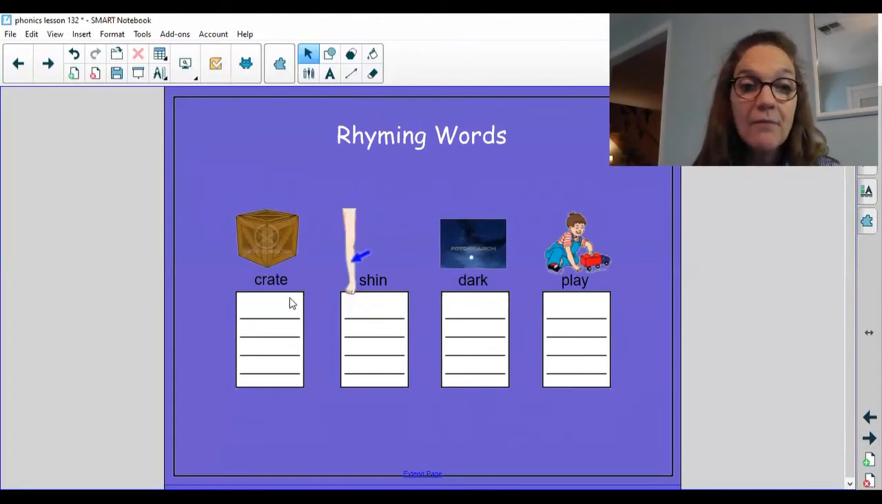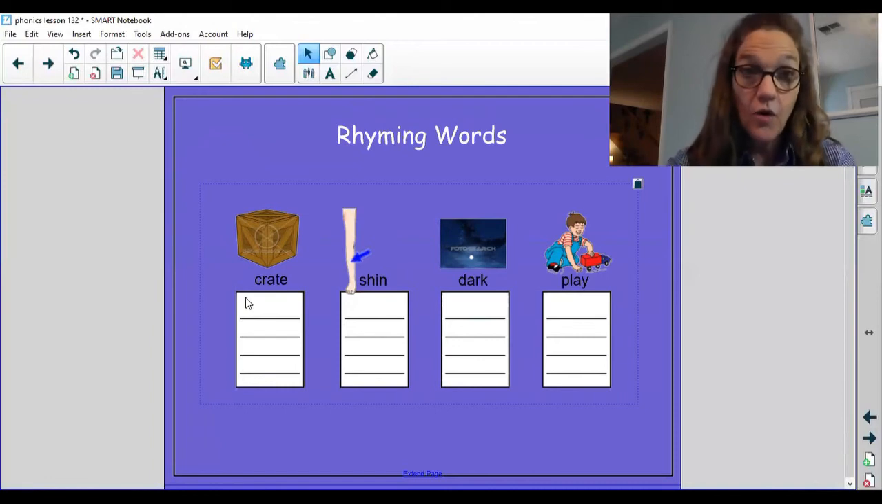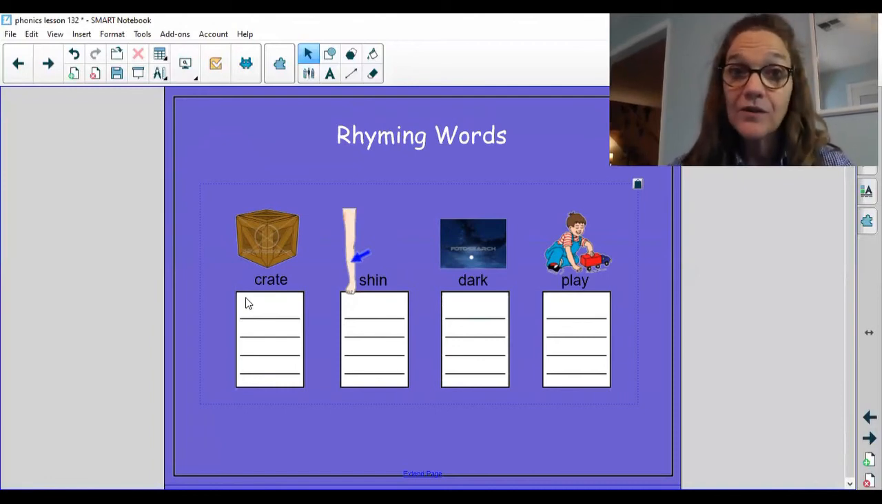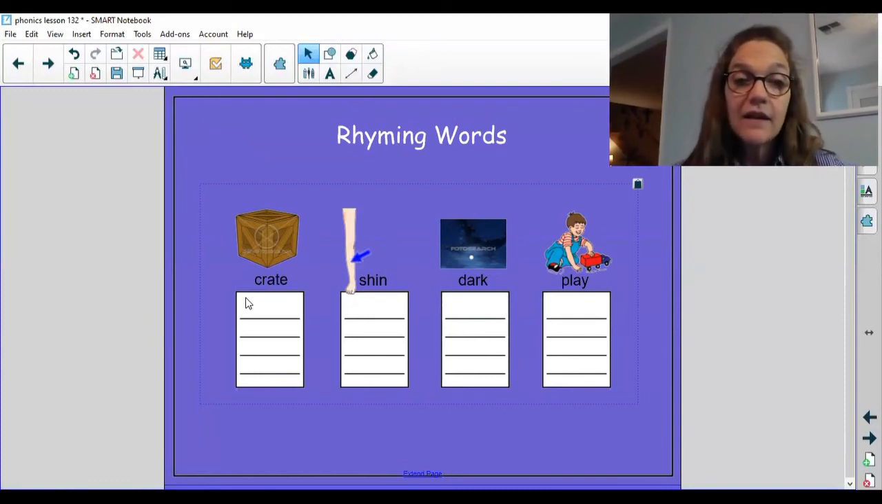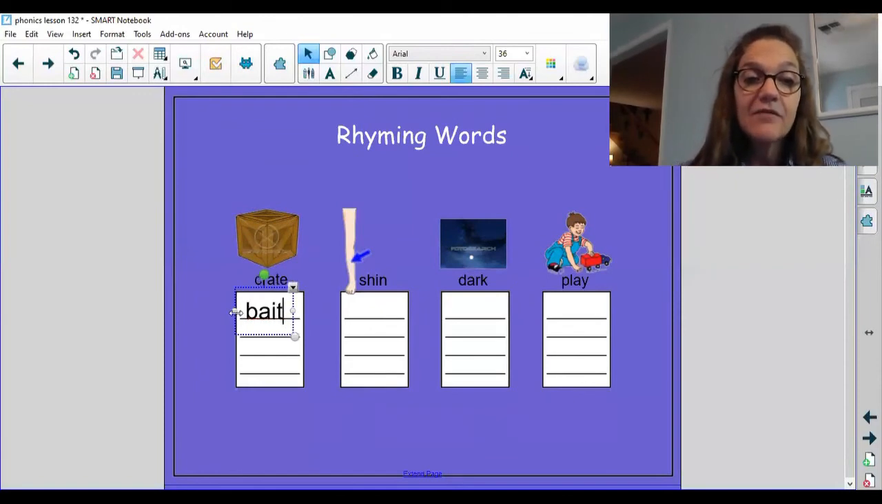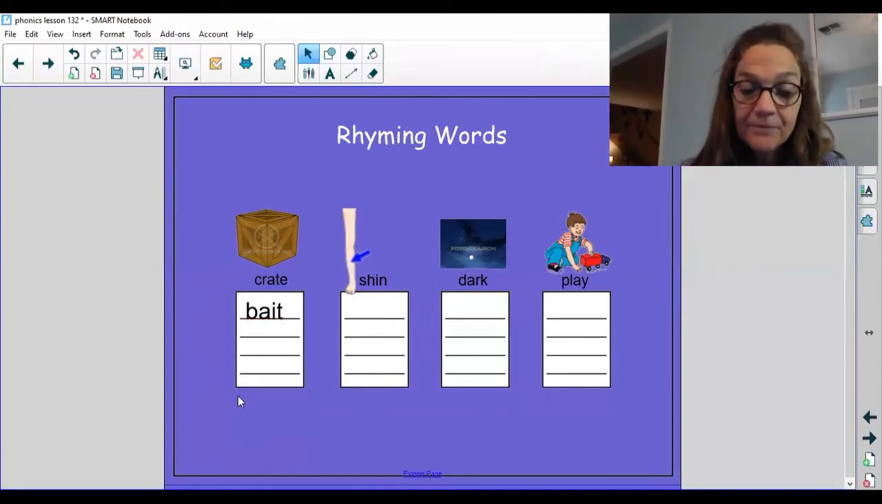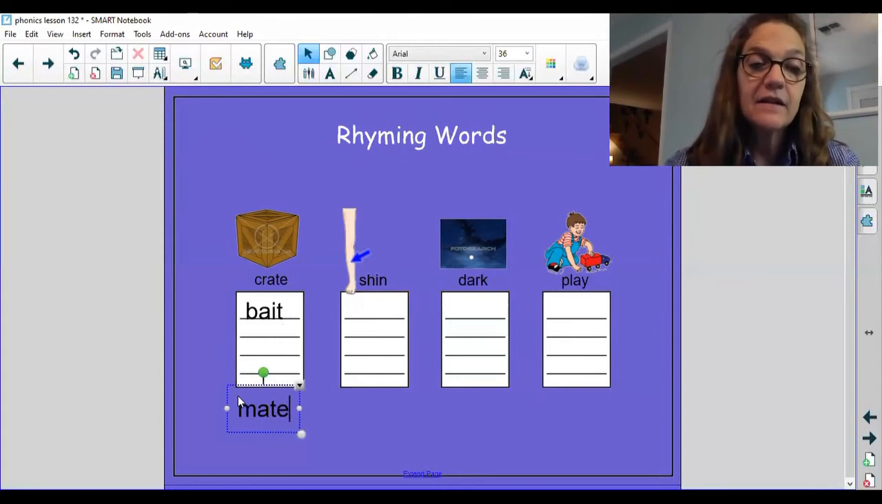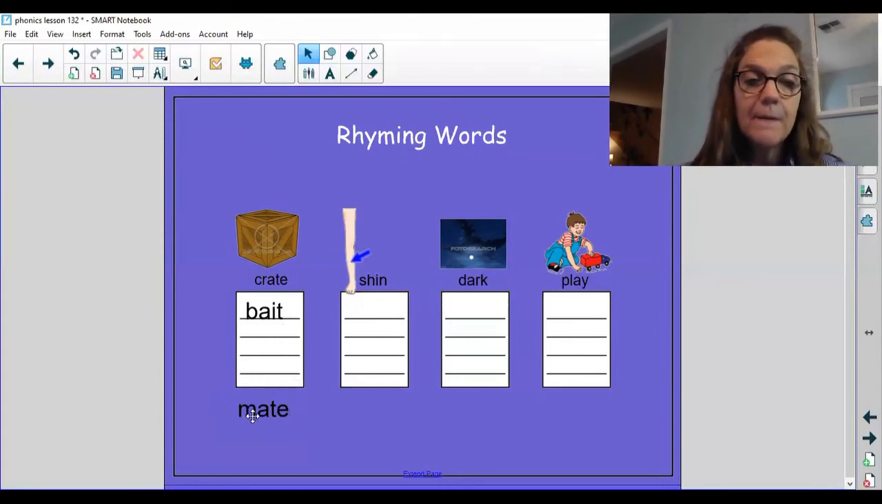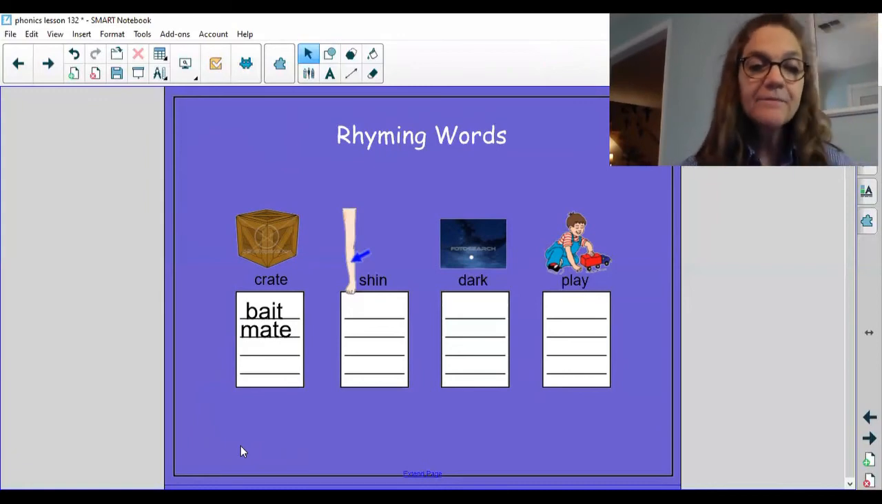Rhyming words, more rhyming words, okay? Let's see if we can come up with some rhyming words for crate. Now, these are rhyming words. They have to sound alike at the end, but they can be spelled differently. Okay, crate, how about bait, like fishing bait? How about mate, like the tiger found a mate. A male or a female to be like husband and wife forever, okay?